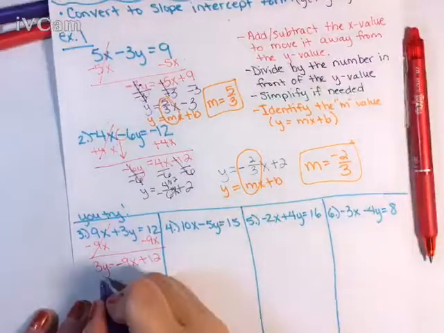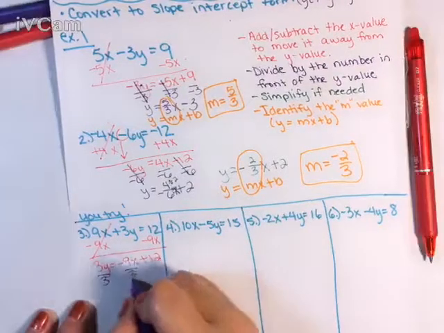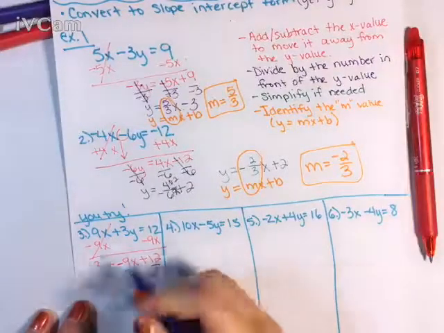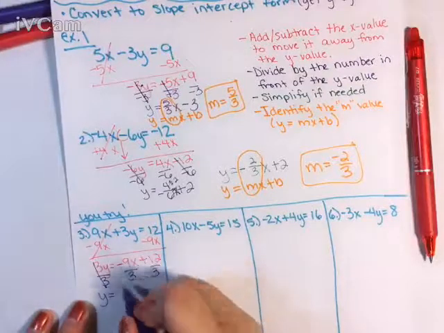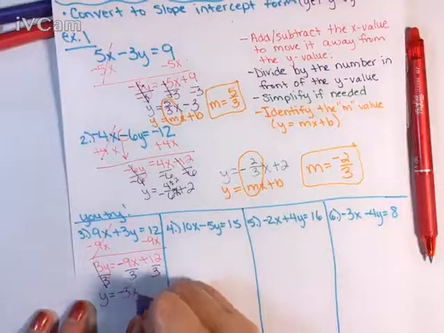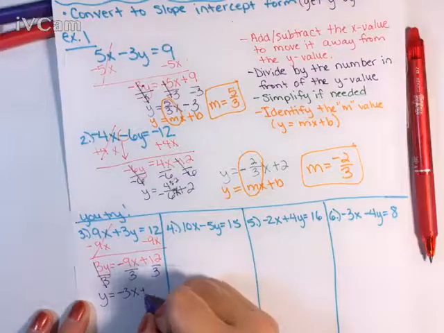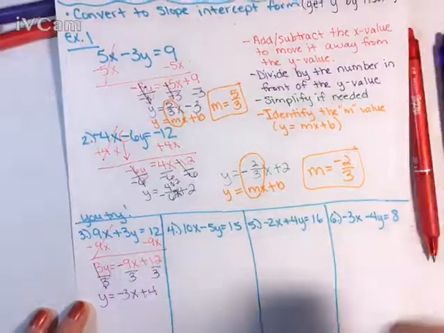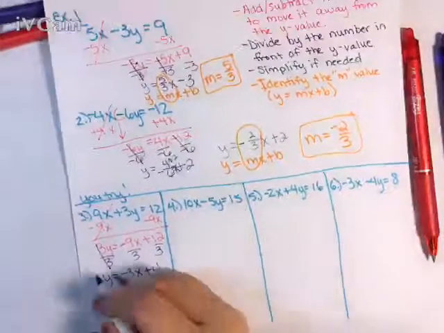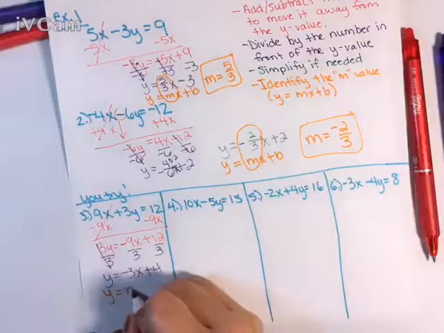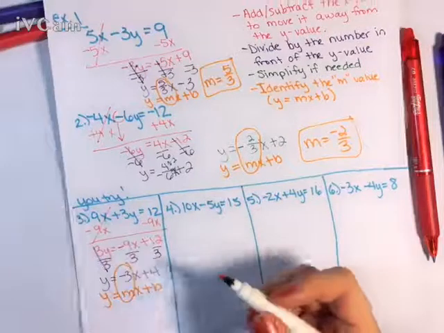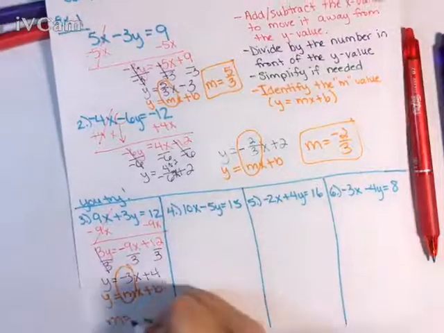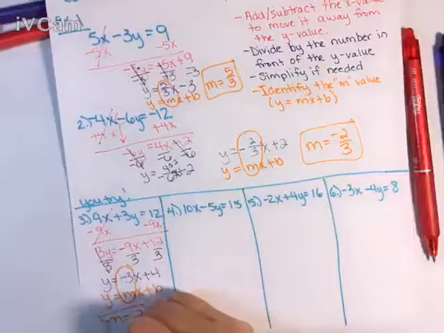Next, we're going to divide by the number in front of our y on every single term. These 3's cancel out. You get y equals negative 9 divided by 3 gives you negative 3x. 12 divided by 3 is going to give us 4. There's nothing to simplify, so it's already in slope-intercept form. Our m is our number in front of our x, so our slope is negative 3.